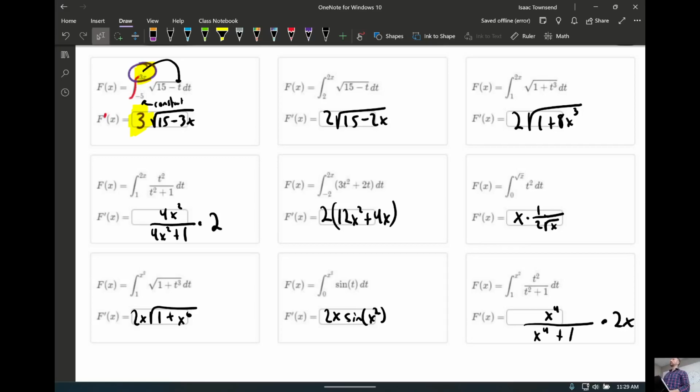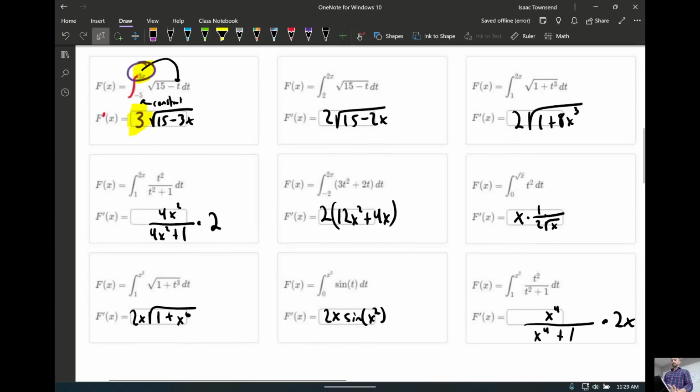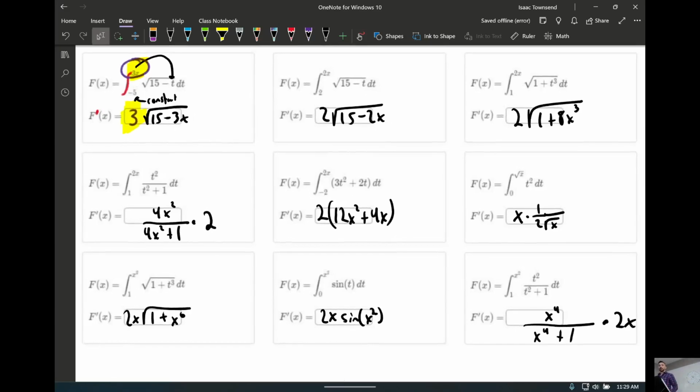I did not simplify mine very much. And these are a little harder to check because they didn't have you evaluate them at a number. But the second one, I just plugged in the 2x everywhere there was a t. And then this is different than the top page because you had to worry about the chain rule. So times 2. Plugged in 2x everywhere there was a t, and then multiplied by 2 because of the chain rule.